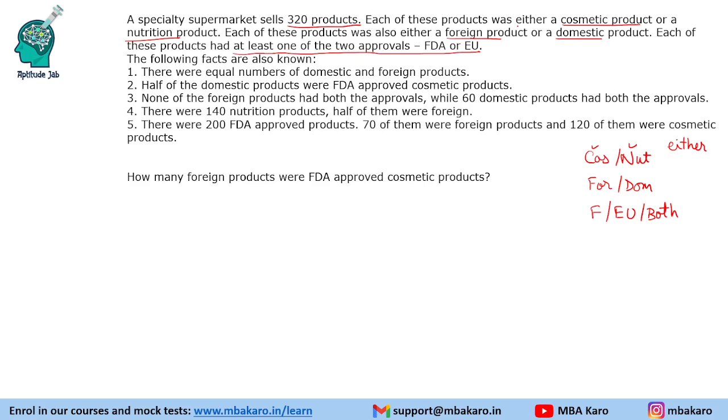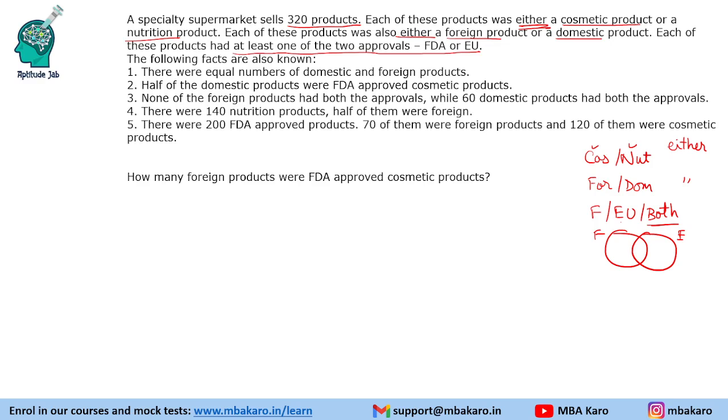That means only one of them, either cosmetic or nutrition. Similarly, it is either foreign or domestic, right? There will be only one of them. But here, at least one of the two approvals, FDA or EU. So there might be both also. So this has to be represented in the form of a Venn diagram. Okay, so we will have FDA, EU, or both of them. So that has to be represented using Venn diagram.